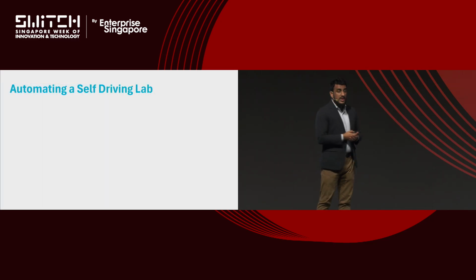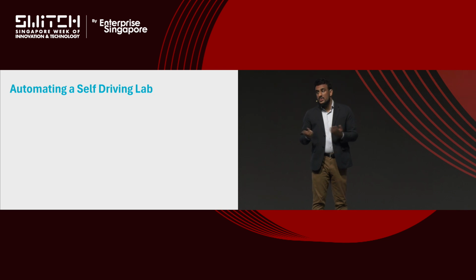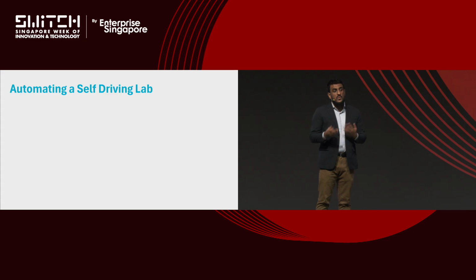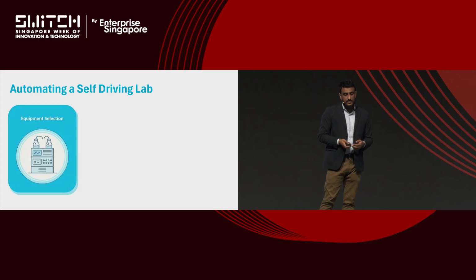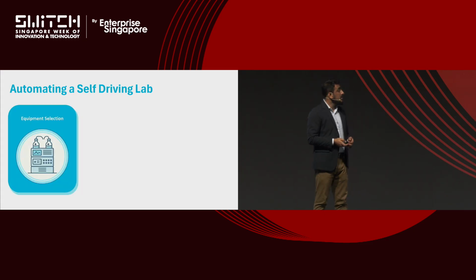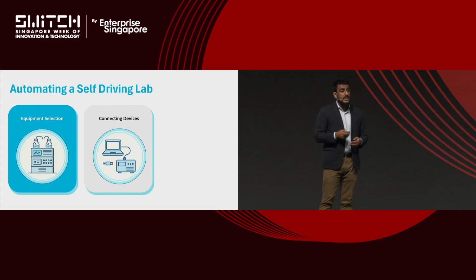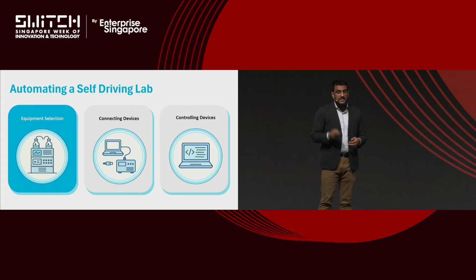So many of my predecessors have spoken about the AI technologies that you can use. So for today's presentation, I'll focus on the automation side to help you figure out how you can use automation to reduce the time and the effort needed to do your experiments yourselves. So step 1 is selecting the equipment that you need in order to do your experiments. Step 2 will then show you how you connect these devices together. And then step 3, you need a way to control these devices so that you can automate the entire process.